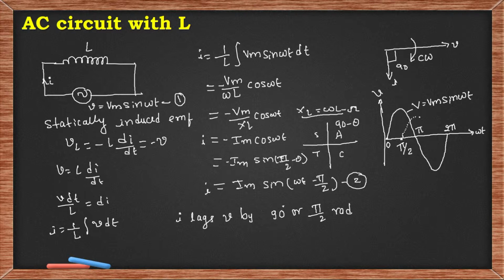Okay, so this broken line is the current, that is i equals Im sin(omega t minus pi by 2). Let us extend it up to this reference point. From this waveform, we can say the current lags by 90 degrees.